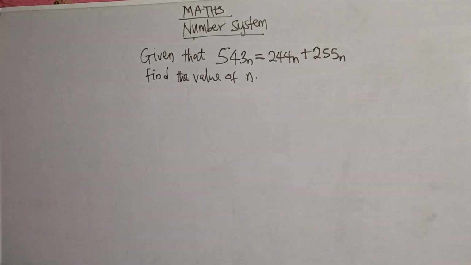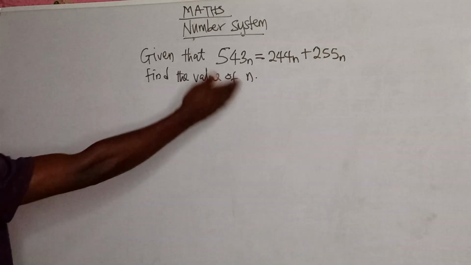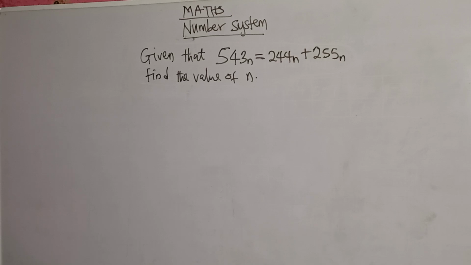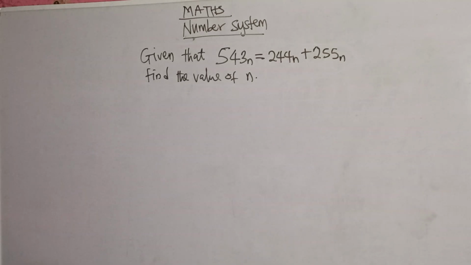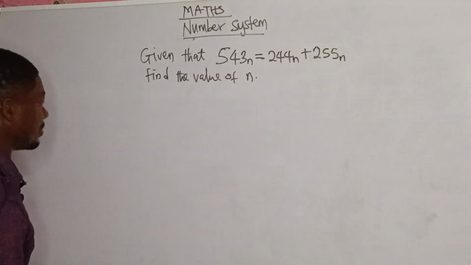Okay. So the question says, given that 543 in base n is equal to 244 in base n plus 255 in base n, find the value of n. When this type of question is given to us, it's not hard. All you need to do is convert all the numbers to base 10. You have to convert all the numbers to base 10.